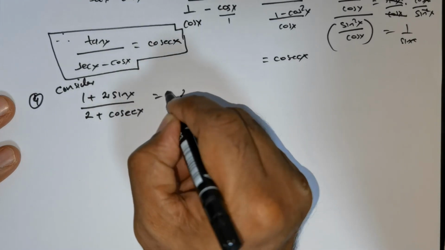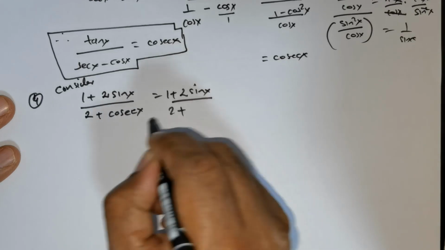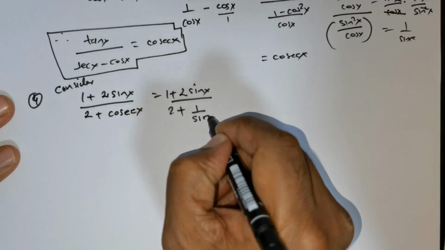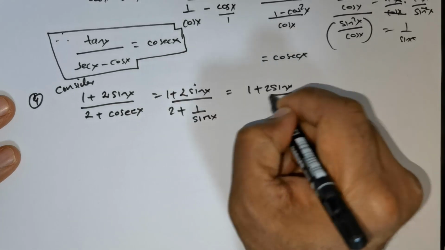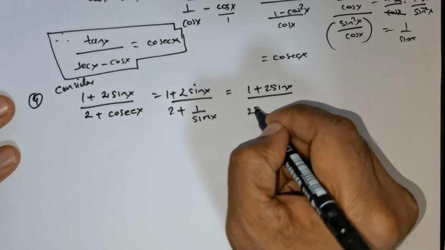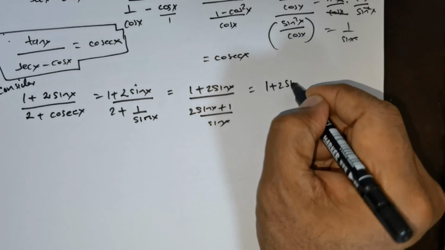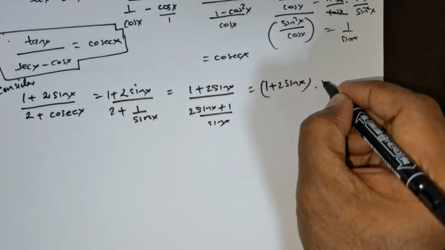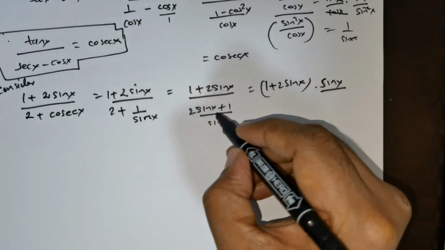So this is rewritten as 1 plus 2 times sin x divided by, now cosecant x is going to be rewritten as 1 over sin x. So this is equal to 1 plus 2 times sin x divided by, I take the LCM as sin x, so this would give me 2 times sin x plus 1. If I were to flip it, this is going to be 1 plus 2 sin x times sin x divided by 2 sin x plus 1.